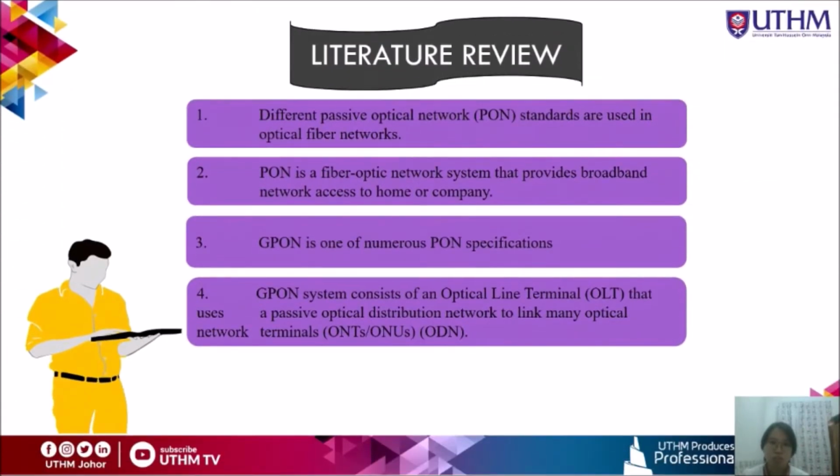So moving on is the literature review. There are different passive optical network, or PON, standards that are used in optical fiber networks. It is a fiber optic network system that provides broadband network access to homes or companies. And GPON is one of the numerous PON specifications. It consists of an optical line terminal, OLT, that uses a passive optical distribution network to link many optical network terminals.